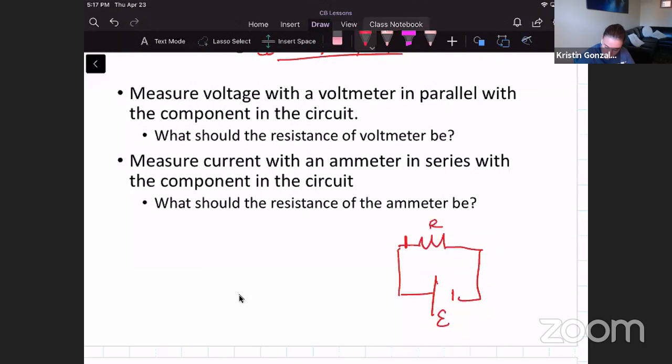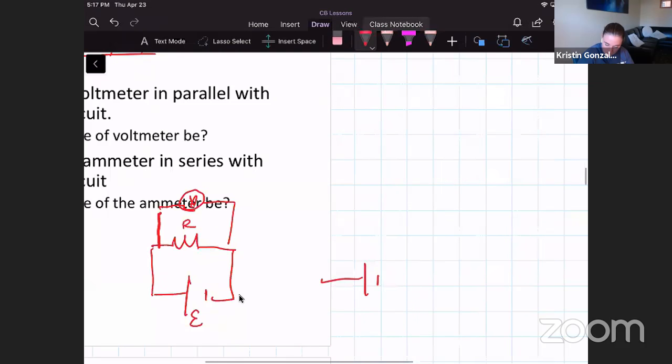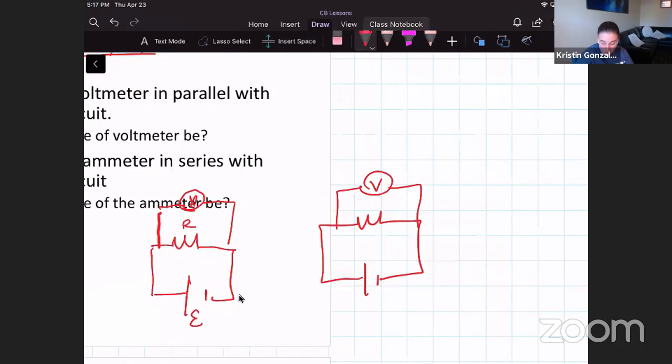We always want to measure potential difference in parallel. Okay, I'm going to draw here so we can see that better. The way that we symbolize that is a circle with a V in the middle. So any of those circles are where we show our meters. The voltmeter is a circle with a V in it. Why do I want to measure it in parallel? And if we're using an ideal meter, what should the resistance of an ideal voltmeter be?